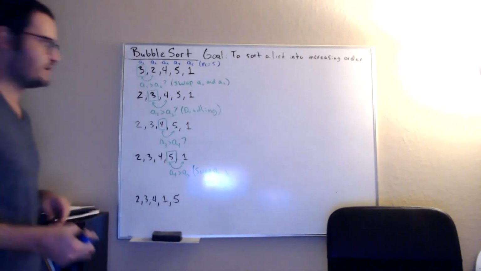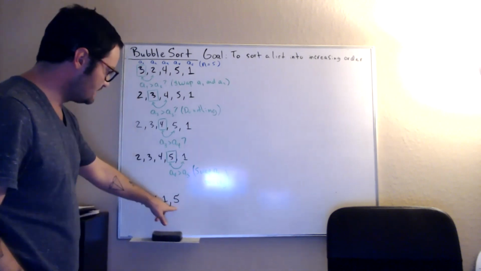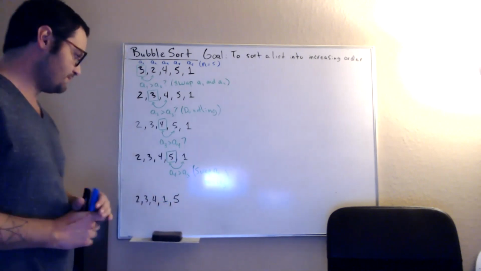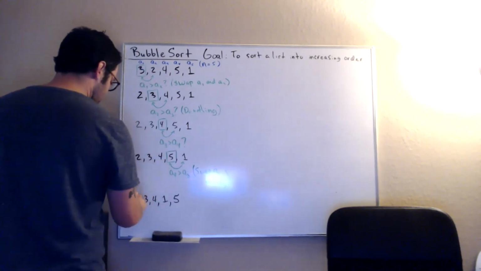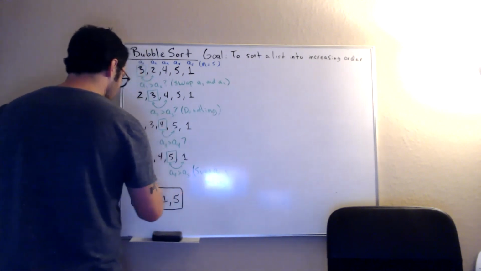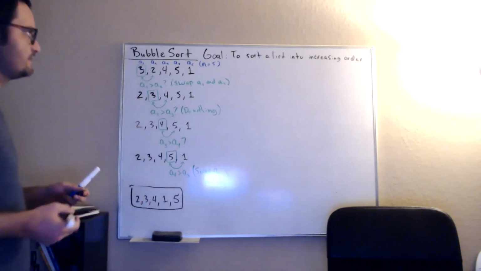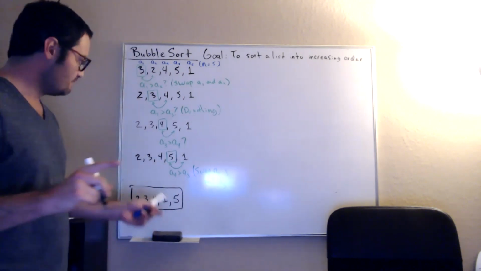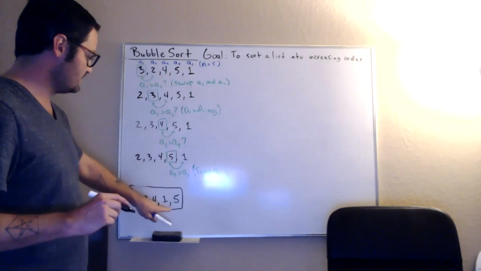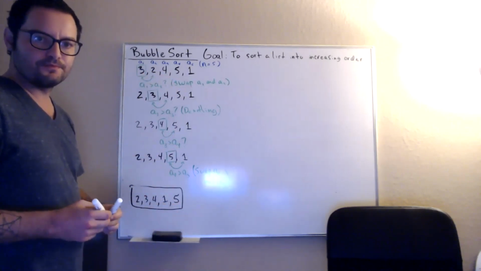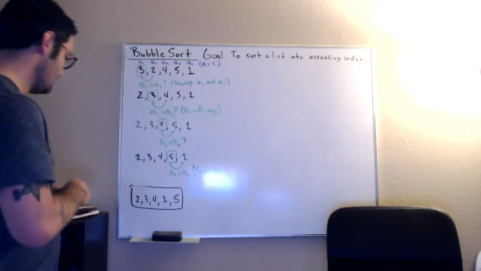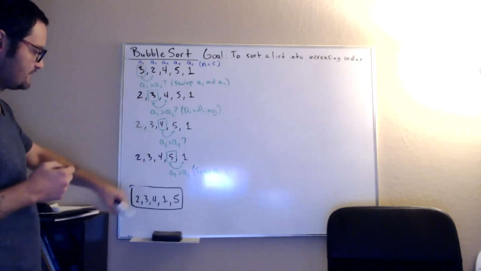So notice that we've made it to the end of the list. We're at A5 now, right? So we do nothing. So this right here is our new list. It's not in increasing order, but we push the largest element of the list to the very last entry. Okay? So we perform this process again.